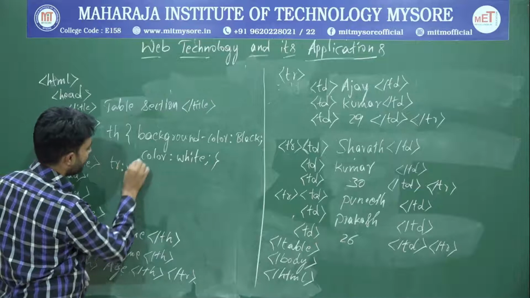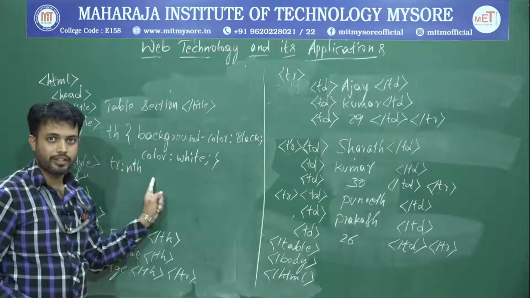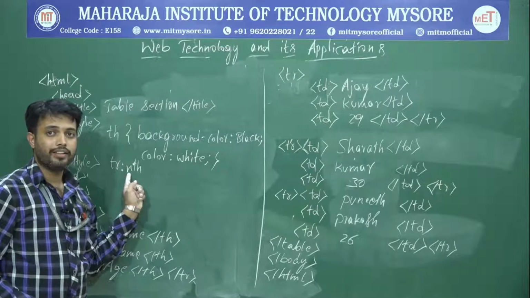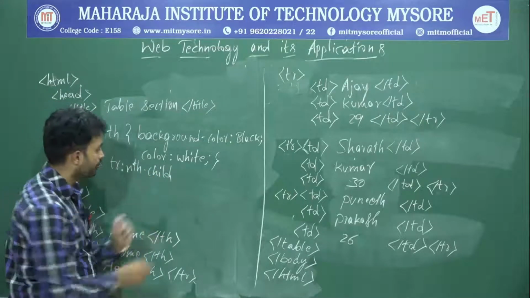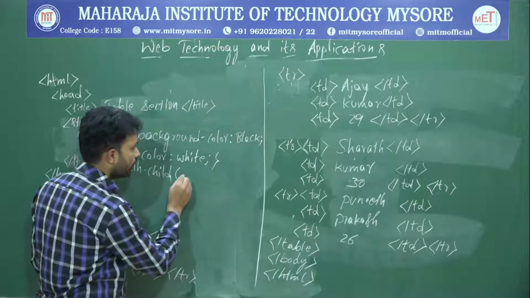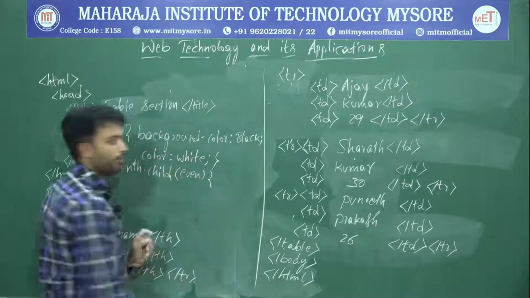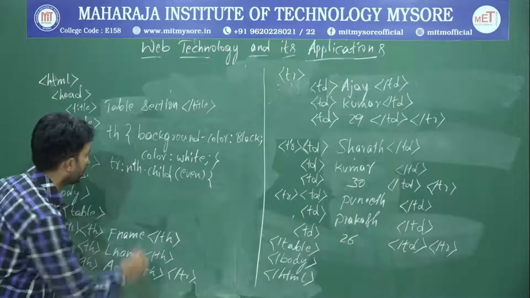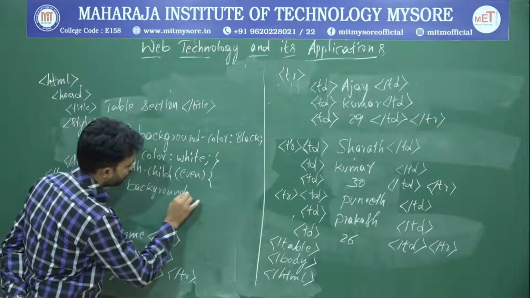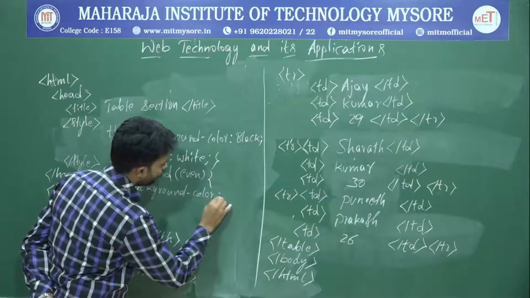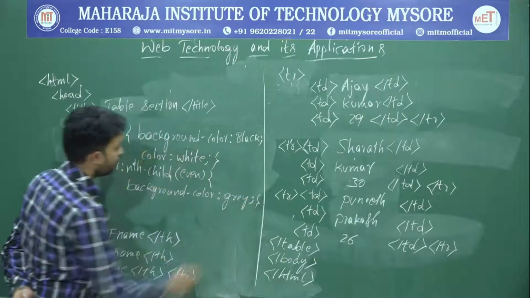Now tr colon nth-child. What does nth stand for? Nth hyphen child, nth-child in brackets. I am going to write even. Now open the flower braces. Now you write background-color colon gray. Okay, close the flower braces.